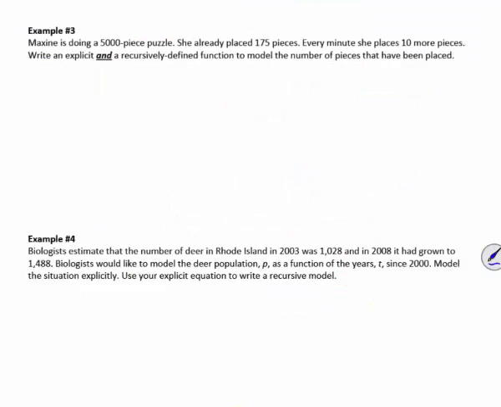So Maxine is doing a 5,000 piece puzzle that has zero to do right now with what we're going to be looking at. She already placed, that's your beginning, that's your starting, 175 pieces. Every minute she places 10 more pieces. That's how much it's changing. Right? This is your slope.